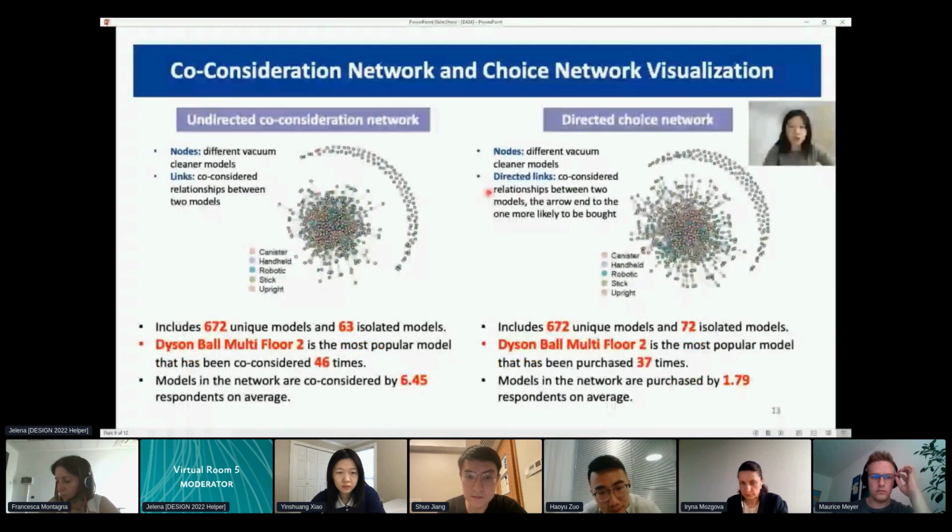Finally, we also realized the co-consideration network and choice network visualization. Because of the time limitation, I will not go into details of this part. If you are interested in this part, please feel free to check the results in our paper.